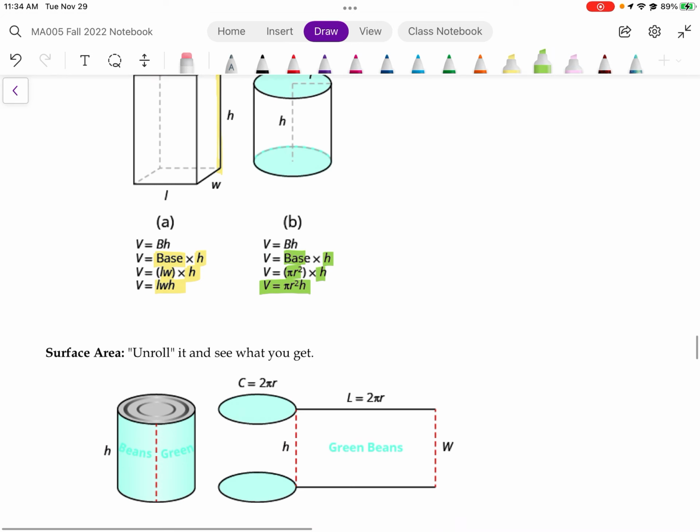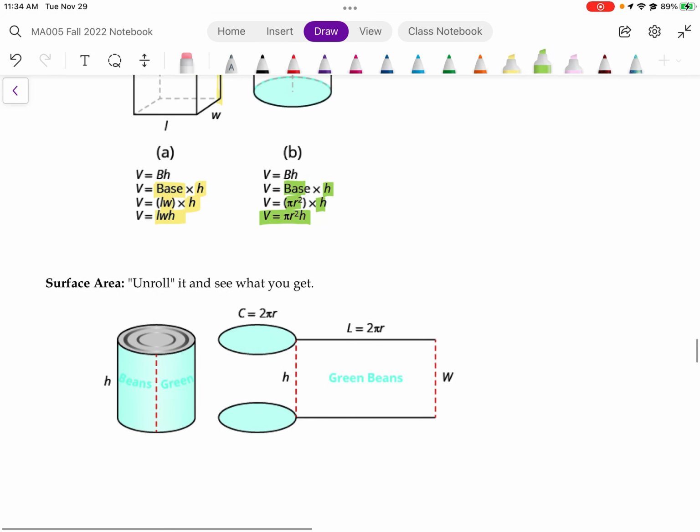All right, what about surface area? That is a little more complicated. So it's going to be the surface area of the top and the bottom. So the area of this is pi r squared, and the area of the bottom is pi r squared, right? So that's the total area of top and bottom is 2 pi r squared.